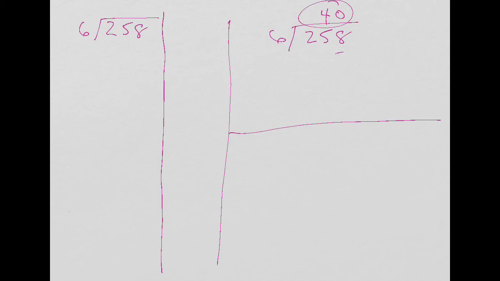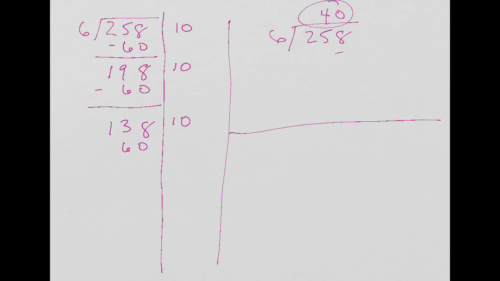10 groups of 6. I guess I'm going to start with that. And that's 60. 258 minus 60, I get 198, right? I can take another 10 groups of 6 out. I better leave lots of space for working. Well, not too many. That gives 138. I can still take another 10 groups out. And that's 60. And that's 78.